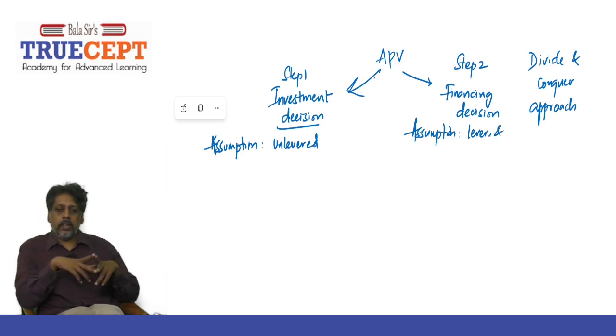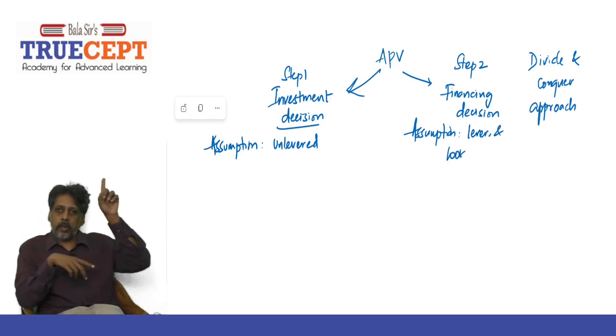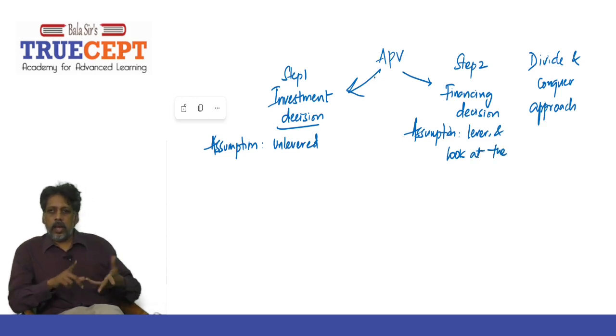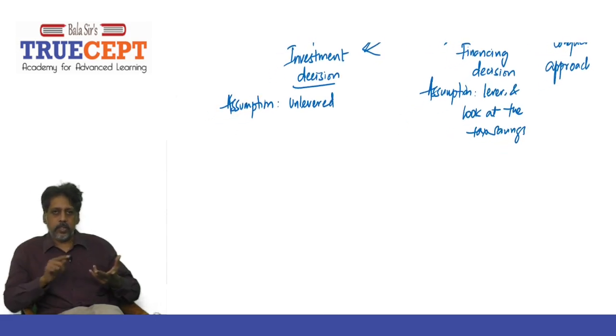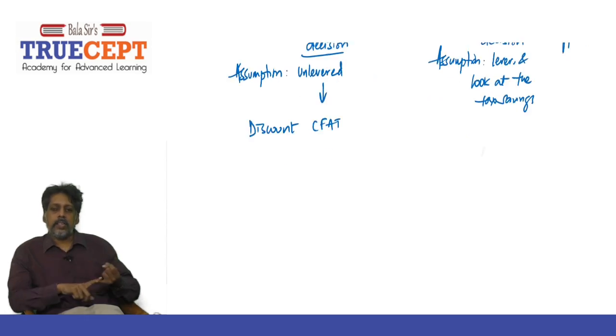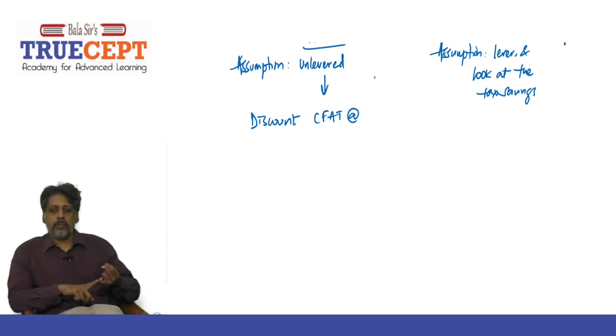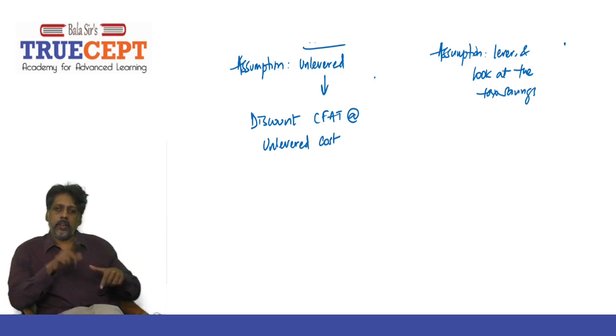Therefore, please remember, under investment decision, you can drop an arrow down and write: discount the CFAT, the cash flows after tax. Under investment decision, you can drop an arrow down and write, what is that? Discount CFAT, right? Yes, sir. At unlevered cost of equity. Using what? The unlevered cost of equity. Unlevered, you can write KE, cost of equity, right?